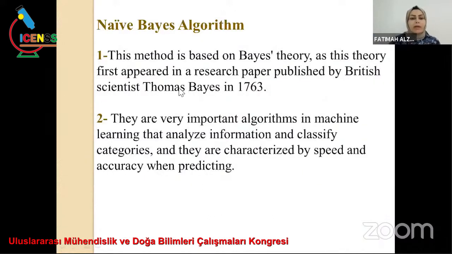Naive Bayes-based algorithm. This method is based on Bayes' theory, which first appeared in a research paper published by British scientist Thomas Bayes in 1763. They are very important algorithms in machine learning. They analyze information and classify categories, and they are characterized by speed and accuracy when predicting.